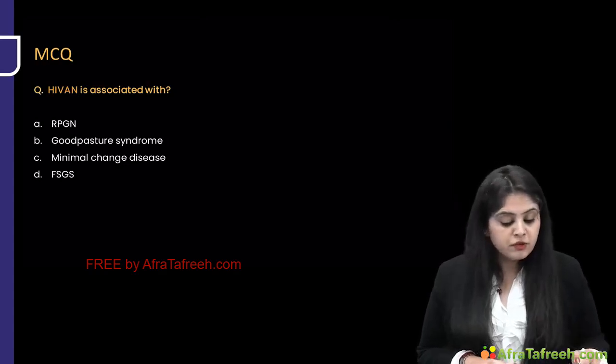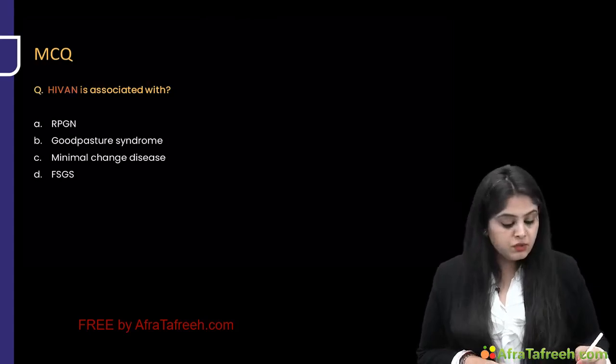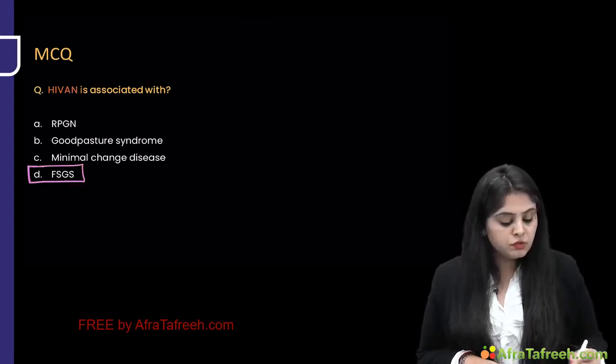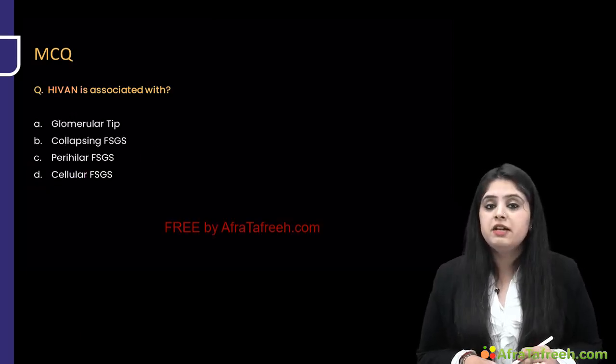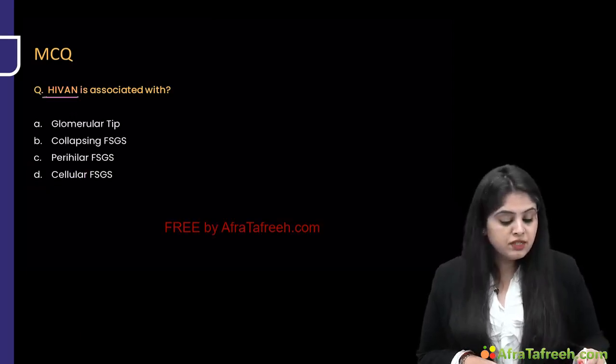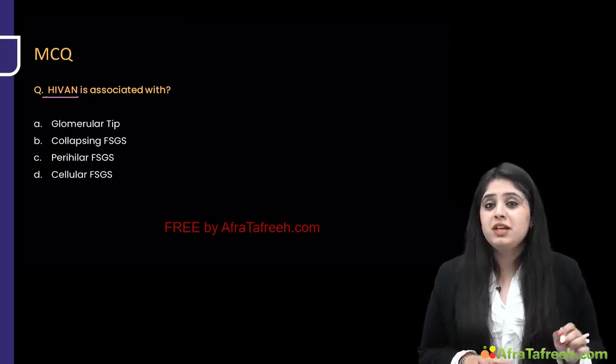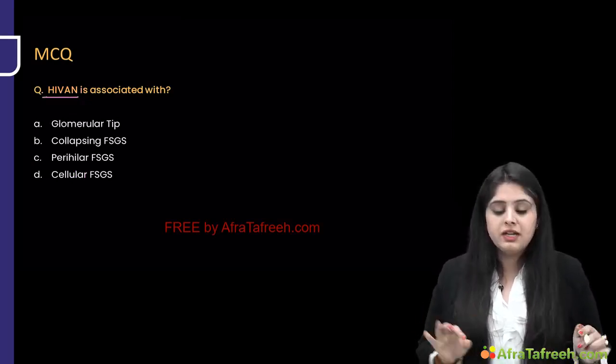Where do you see the presence of HIVAN? HIVAN is associated with what? I hope you all remember. HIVAN was associated with FSGS, focal segmental glomerulosclerosis. But if I now ask you that HIVAN is associated with which type of FSGS? Remember, HIV is a bad disease, so the bad one had to come up.